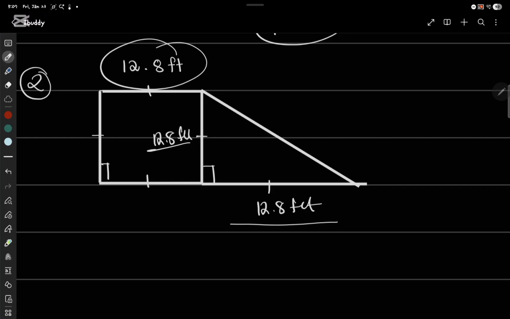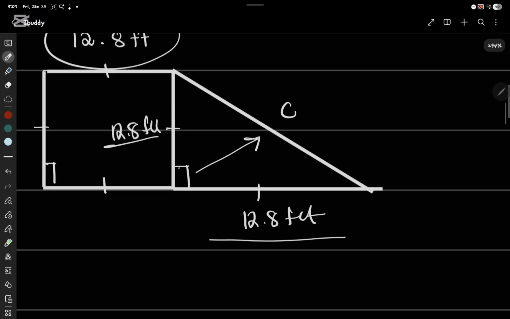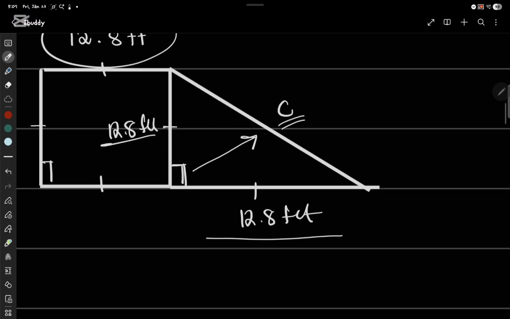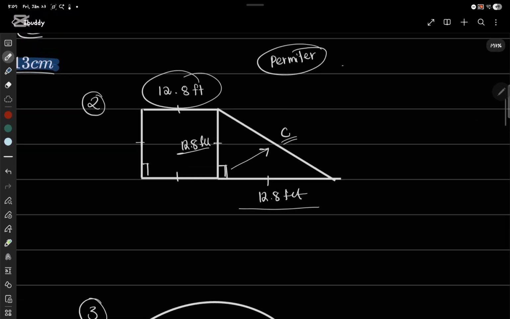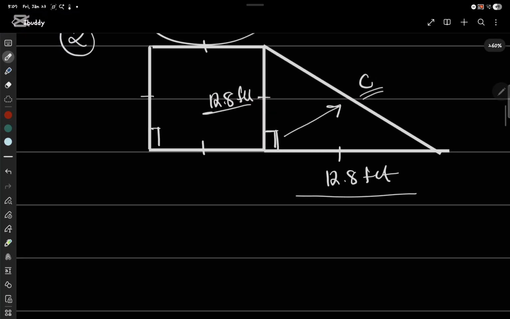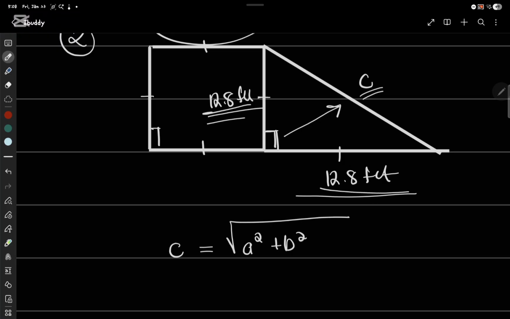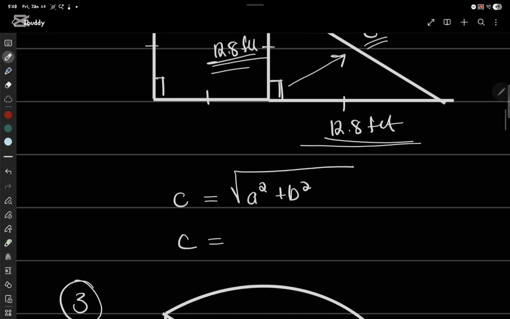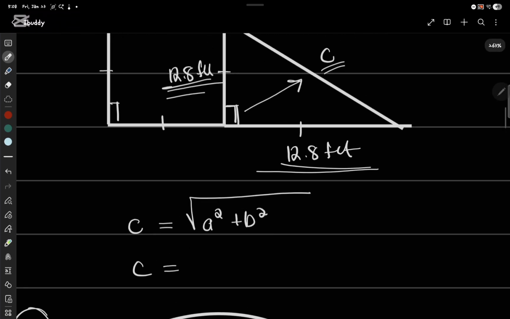And now to get the perimeter, you obviously want to get this side, and it's opposite to the right angle, so you can call that C. So we can just apply our formula as said earlier. C equals the square root of a squared plus b squared. These two, 12.8 and 12.8 here, they are the legs, A and B. So we plug it in. All right, so let me just plug it in the calculator.